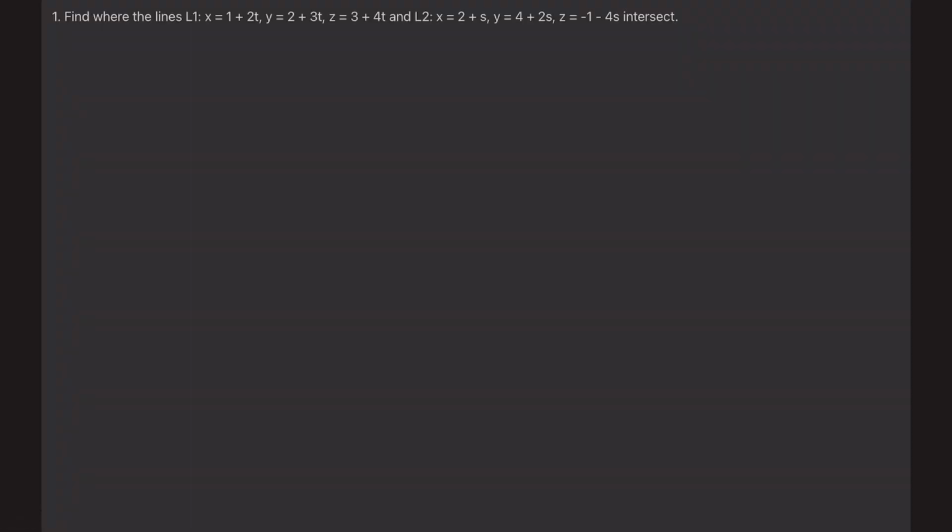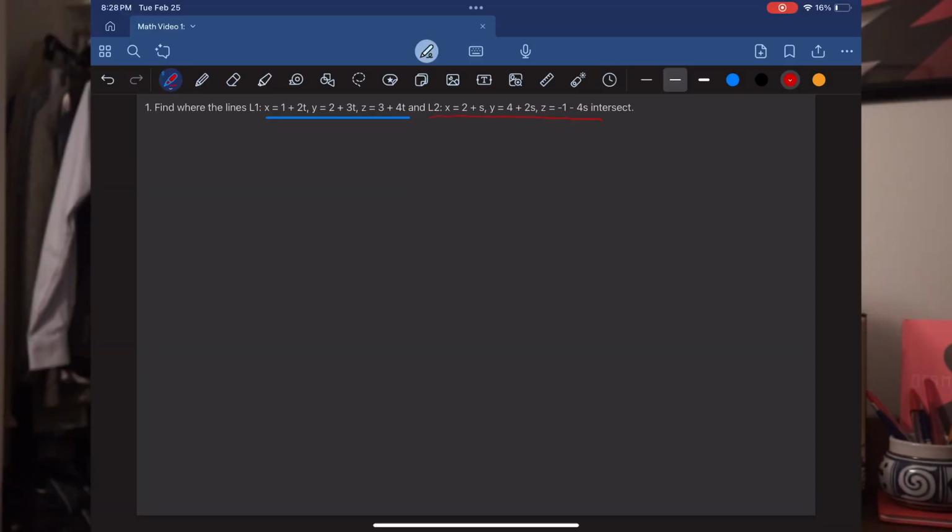So problem number 1 reads, find where the lines L1, x equals 1 plus 2t, y equals 2 plus 3t, and z equals 3 plus 4t, and line 2, x equals 2 plus s, y equals 4 plus 2s, and z equals -1 minus 4s intersect.